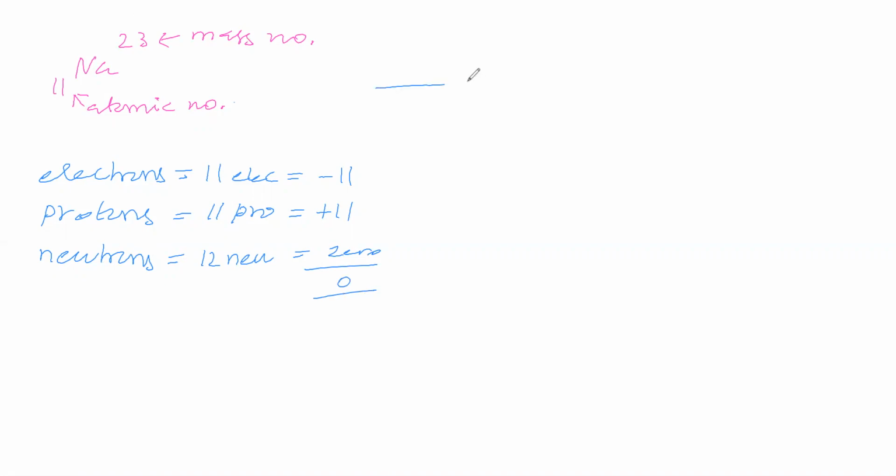Now, say a sodium atom loses one electron. What is the result? Look at the electrons: it already has 11 electrons, and now it loses one electron. Therefore the number of electrons becomes 10. For each electron the relative charge is minus 1, so for 10 electrons the charge is minus 10.